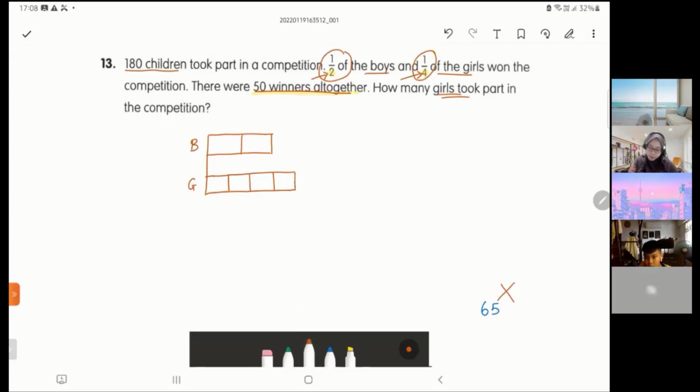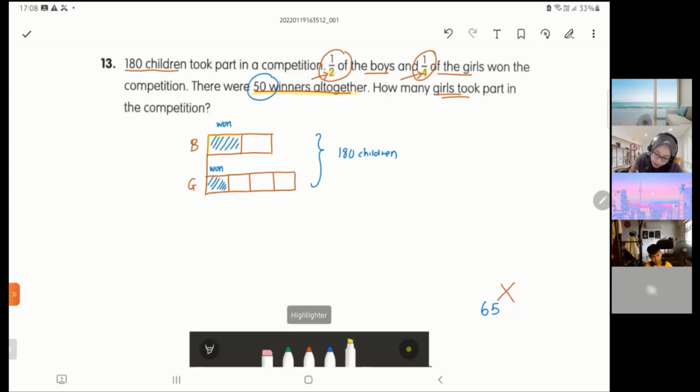All right, now I know that I have 1 unit of the boys and 1 unit of the girls who won the competition. Okay, and there are 50 winners altogether. How many total children are there taking part? 180 children taking part. Okay, now let's take note.